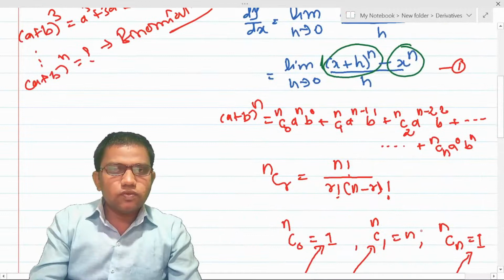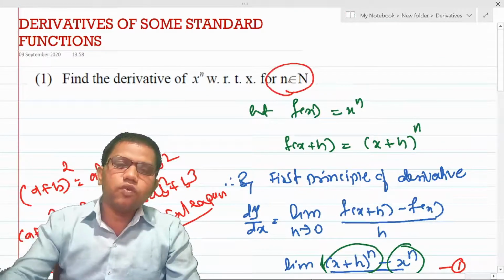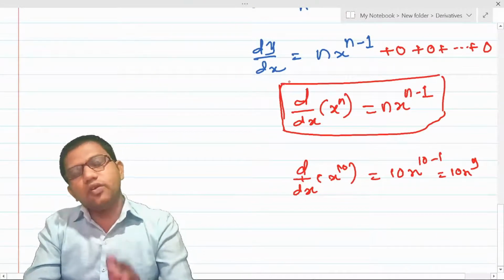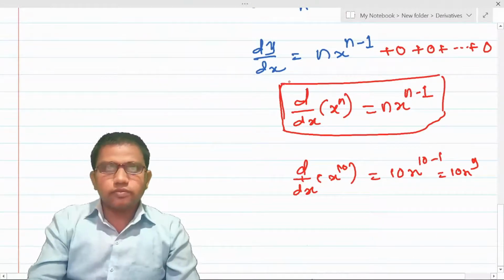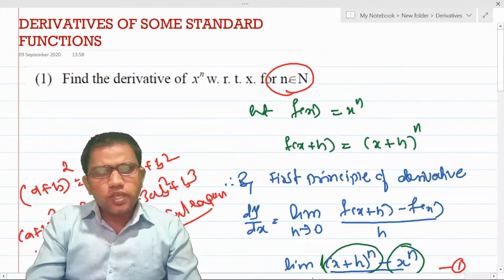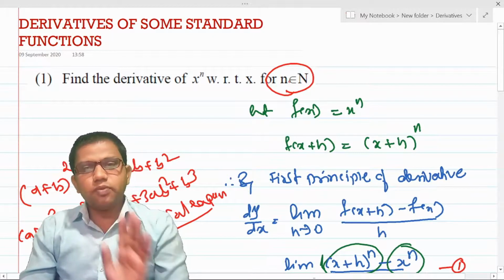Okay, this formula is for n natural, n belongs to N, but you can use that formula also for integers. You can also use that formula if your n is a rational number, isn't it? Okay, so hope you understand this. In this way, you can find out all the formulas with the help of the first principle of derivative.